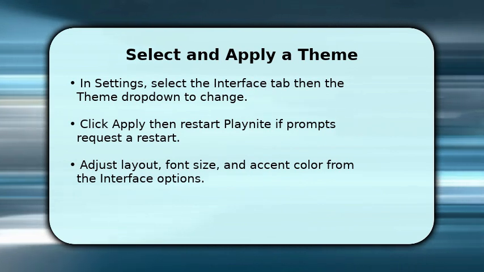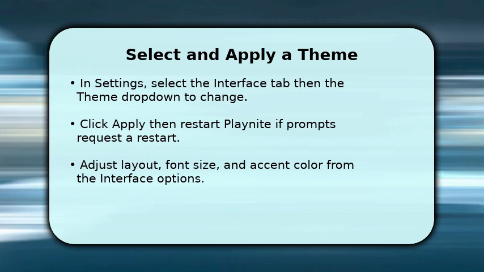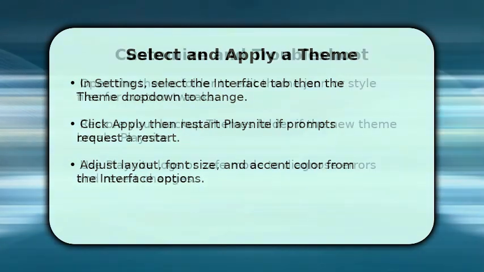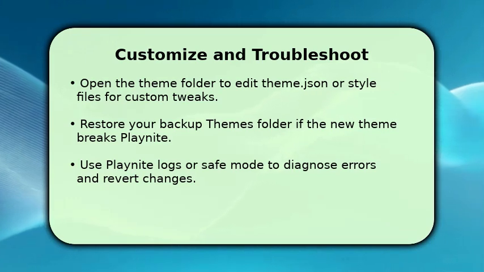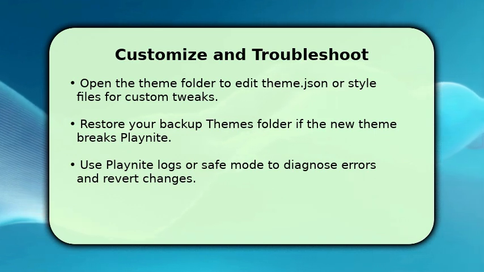If Playnite prompts for a restart, accept and let it restart to finalize changes. After restart, reopen settings to adjust layout, font size, and accent color within interface options for a polished look and personal preference. To customize a theme further, open its folder and edit theme.json or style CSS files carefully. Change values like font size, accent color, or image paths and save your edits to test them.